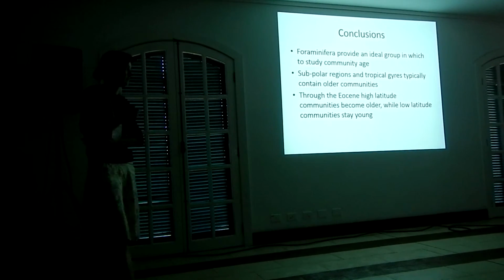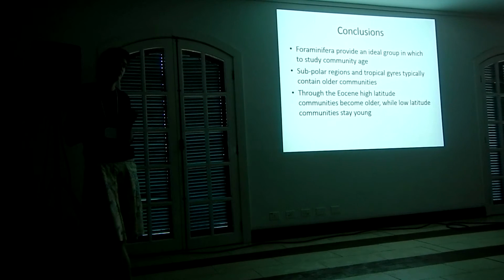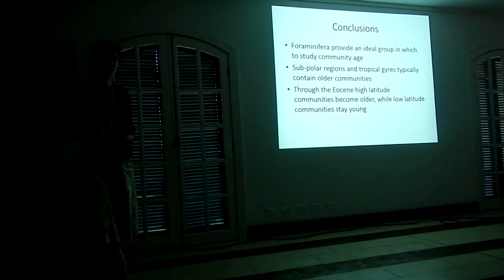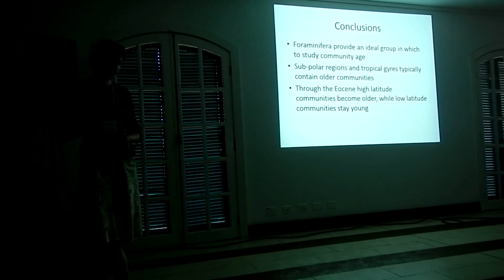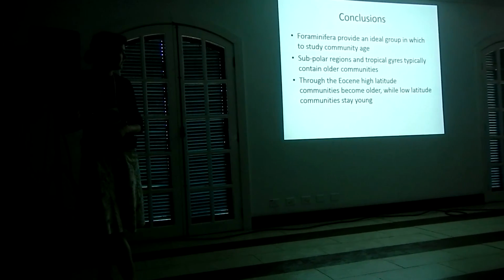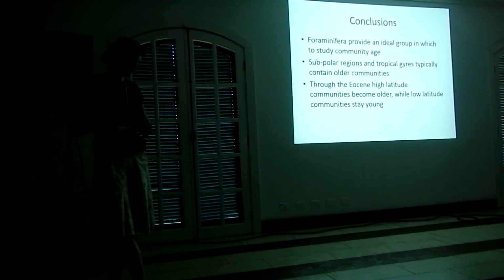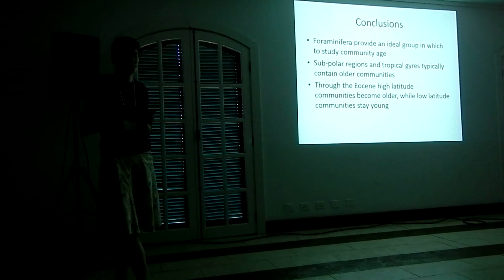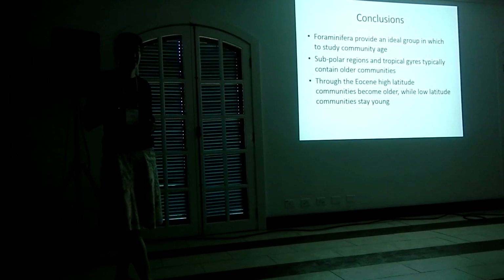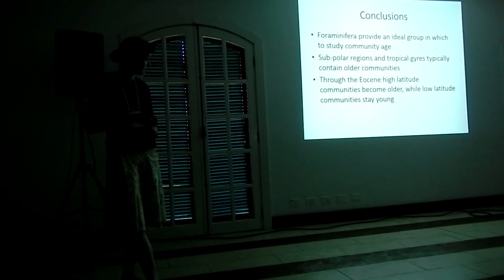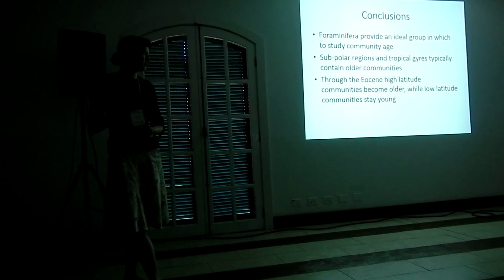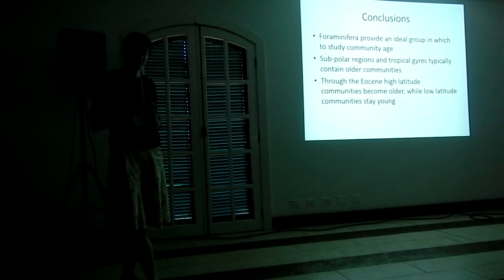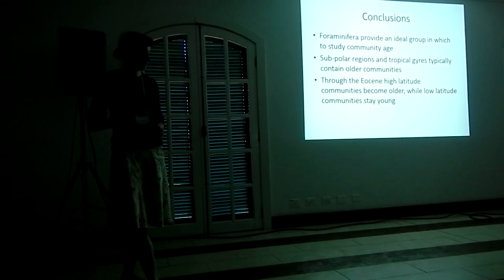So concluding, forams are an ideal group in which to study this. You can't do this sort of measure of community age in anything other than a species with an excellent fossil phylogeny, because we don't have the information from molecular phylogenies in which to look at community age. And the subpolar regions and the gyres, those regions that are more stable, seem to contain the older communities. They seem to be dominated by sites where we haven't had new species coming in. They are full of older species, and new species are not able to speciate into them. And through the Eocene, the high latitude communities became older, while the lower latitude communities stayed much younger. So we've got the development of the pattern like we see in the recent. It developed through the Eocene.